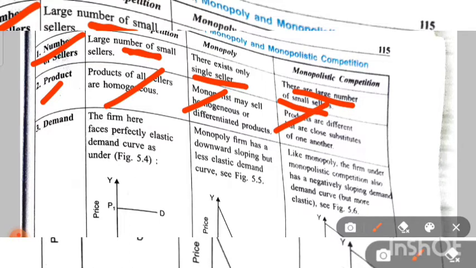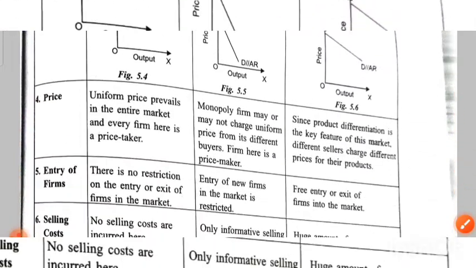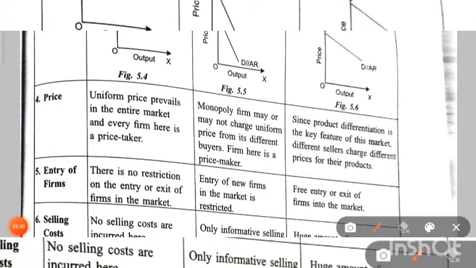We'll leave the demand curve point. Then we discuss price. In perfect competition they charge the same price, because they are the price taker. In monopoly they are the price maker. Whatever price they want to charge, they charge. But in monopolistic competition, you can say they are the price taker because they don't compete on price.